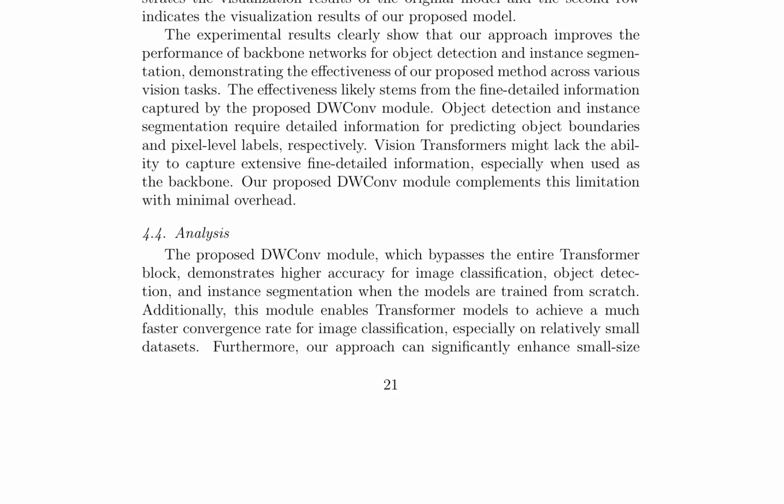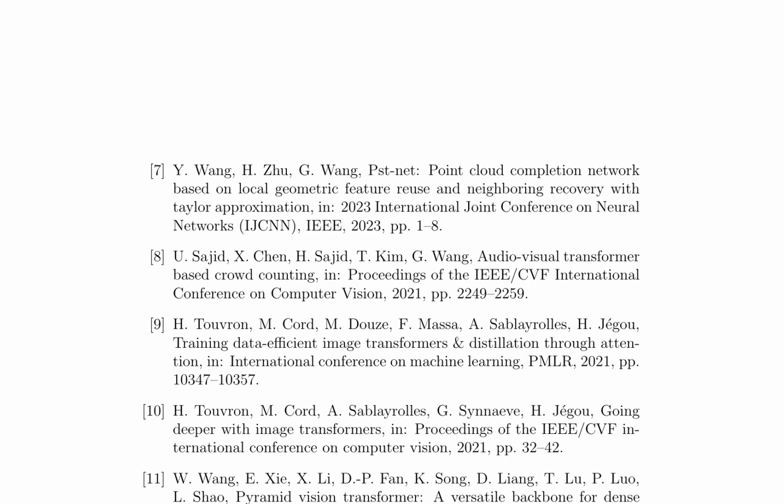Visualization results in Figure 7 illustrate the improvement in detecting small objects and predicting accurate boundaries using the proposed approach with Mask RCNN. Analysis indicates that the approach not only enhances accuracy but also enables faster convergence rates for image classification, particularly on relatively small datasets. The method can significantly enhance small-size transformer models, even surpassing large-size original models in terms of performance on small datasets.